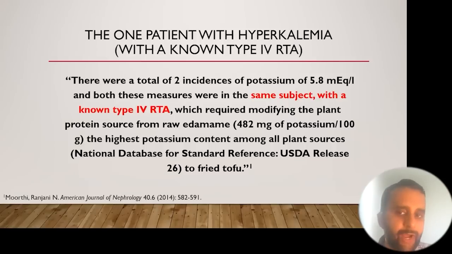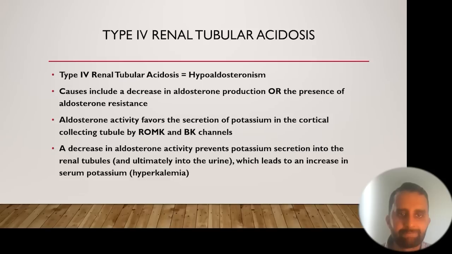And the authors go on to write that this person had 2 instances of an elevated potassium level. And in both these instances, they modified their plant protein source from raw edamame, which is a food that contains a high amount of potassium, to fried tofu. I don't necessarily recommend frying tofu or eating fried foods in general, but this is what they did. And this resulted in a normalization of the potassium level.